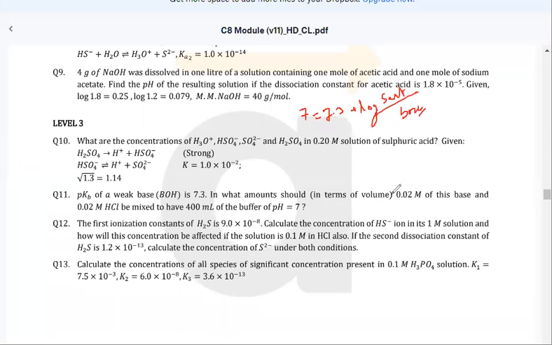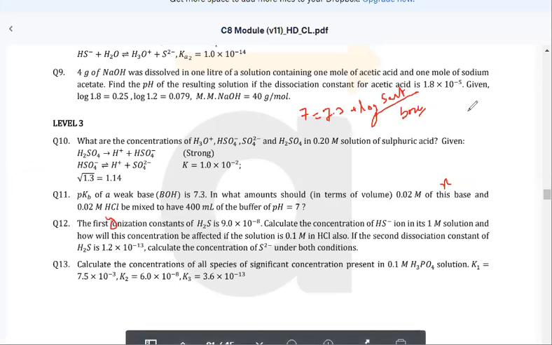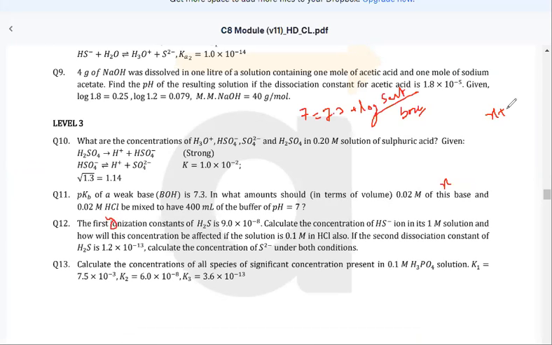Now tell me, weak base will react with strong acid to form what? Tell me, to form what? Salt, right everyone? Yes or no? And we know that suppose the volume of this base is X and the volume of this acid is Y. So total volume is 400. So X plus Y is equal to 400, we know. So X is equal to 400 minus Y.